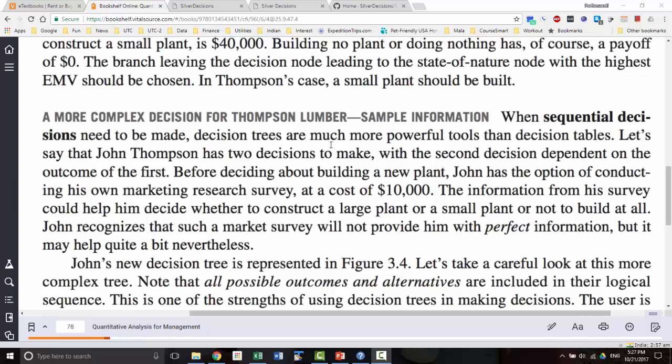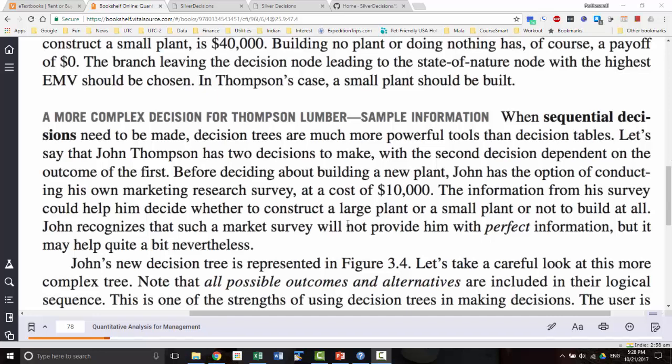Now, before making that decision, suppose John Thompson wants to hire a market research consultant and do a market study. And the market study is going to cost him $10,000, right? Now, the market study will then predict whether the future condition is going to be favorable or not. Of course, this is only a prediction. This is not going to be certainty. So based on this consultancy prediction, Thompson will have to make a decision whether to build a big plant, a small plant, or do nothing. But because of this additional information, the probabilities are going to be different.